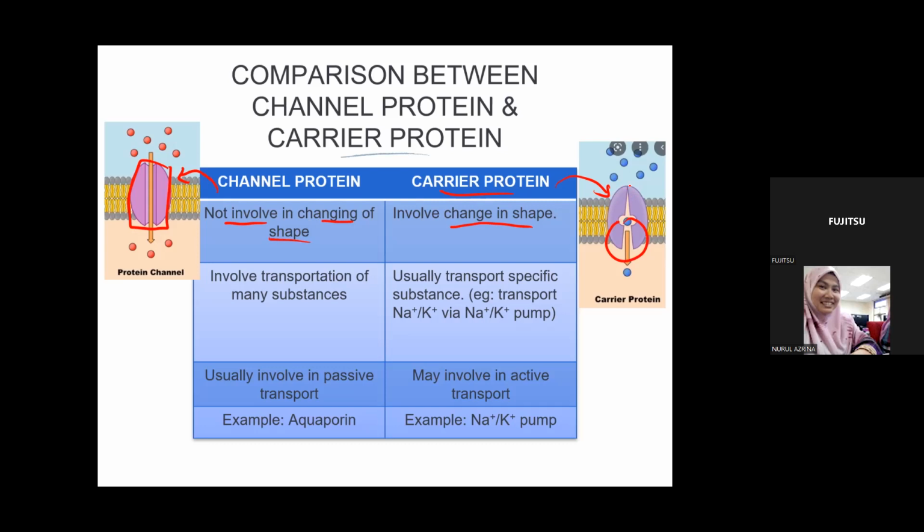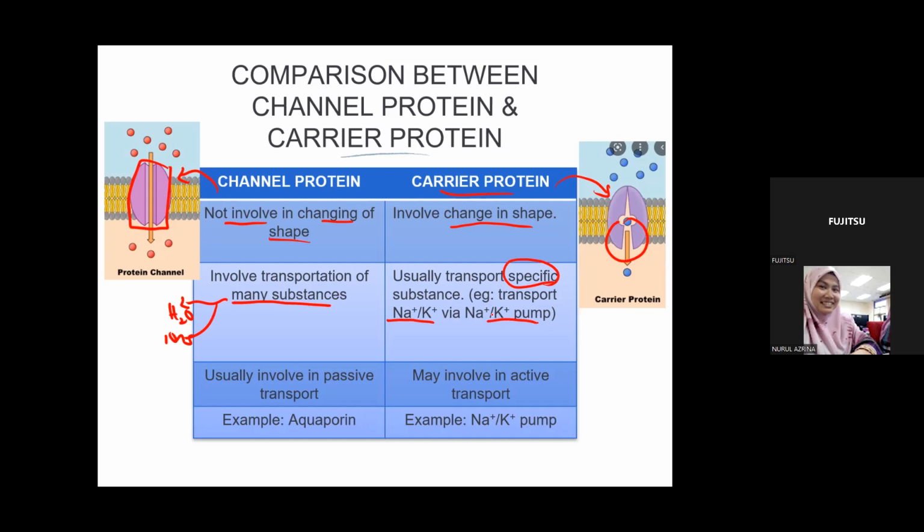Second one, channel protein usually involved in transportation of many substances. Dia boleh bawa macam-macam benda. Contohnya dia boleh angkut air lah, dia boleh angkut ions lah, right? But carrier protein usually transport specific substances. Contoh, transport sodium and potassium via sodium-potassium pump.